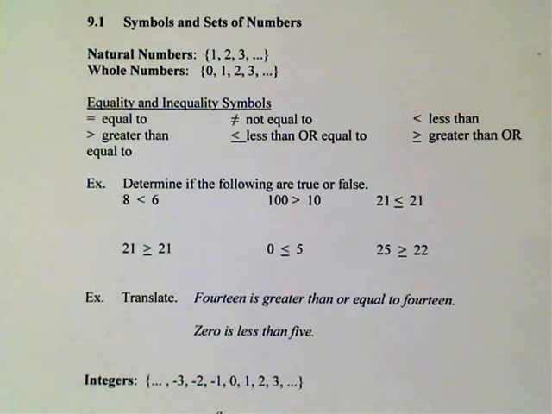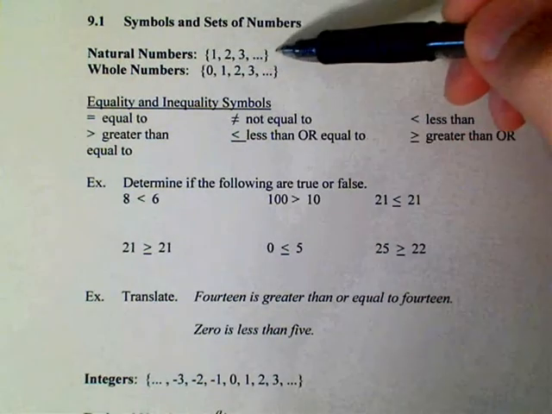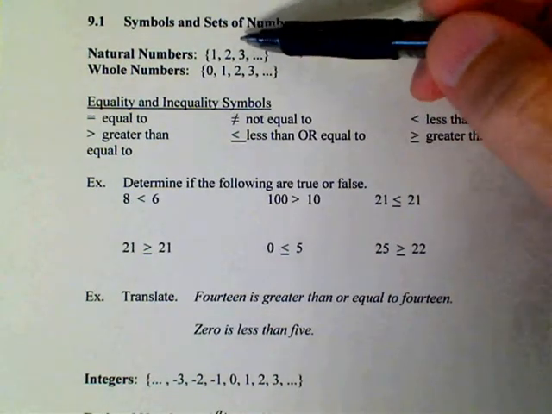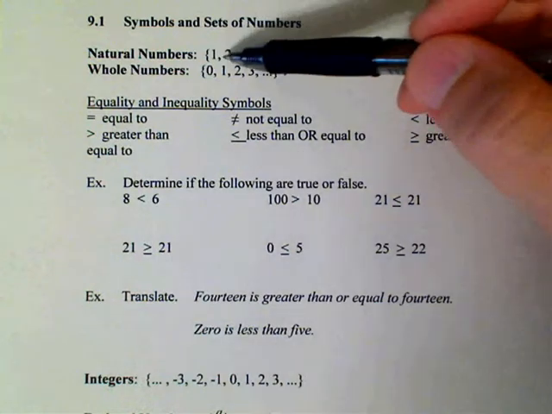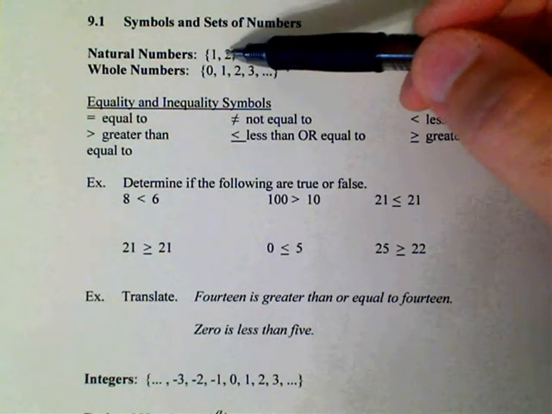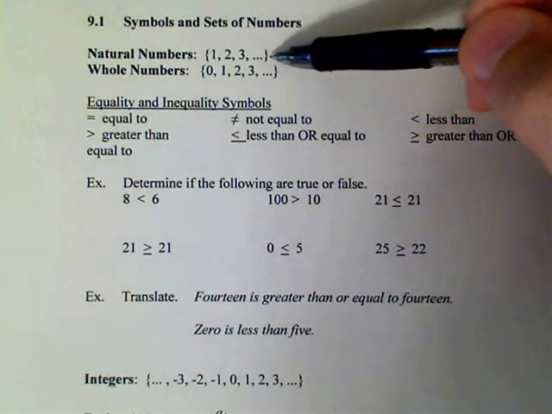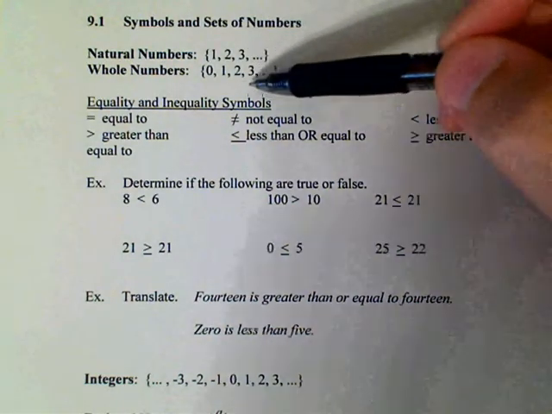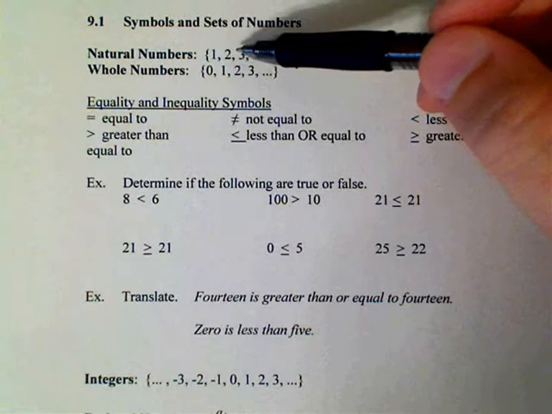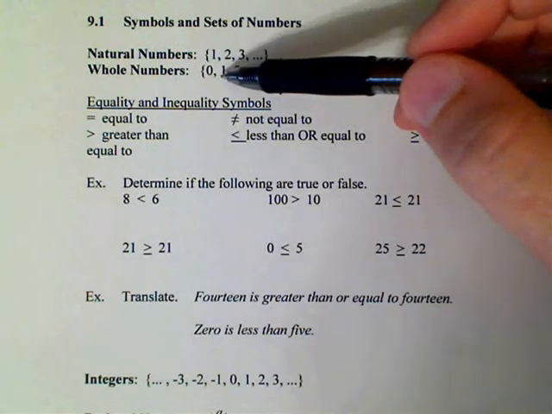Symbols and sets of numbers. Anytime you see braces, these represent sets of numbers. The natural numbers, also known as the counting numbers, begin with 1. You count by ones like you did when you first were taught how to count: 1, 2, 3, 4, 5, and so on. They never stop. Whole numbers are the same as natural numbers, except they begin with the number 0.